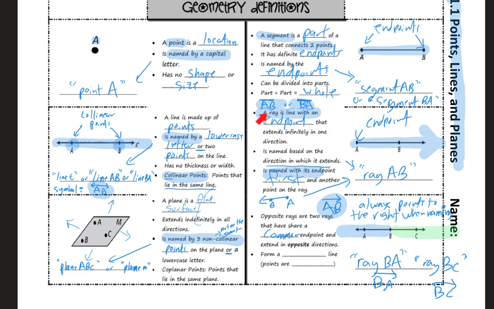A ray is a little bit different. This one has an endpoint and an arrow. This one just has endpoint, endpoint. This one has arrow, arrow. So this one has an endpoint where it starts, and then it goes that way. So we would call this ray AB. All right, so let's go ahead and move on to our next page for our practice.